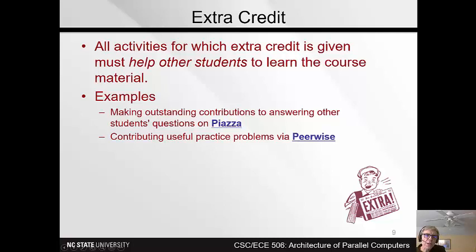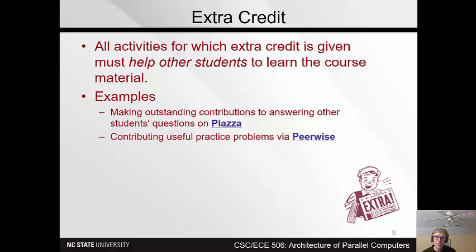The system keeps track of how many people work on your problems and how many people get them right, and whether your answer is deemed by the class to be the correct answer. So you can get credit for contributing useful practice problems.